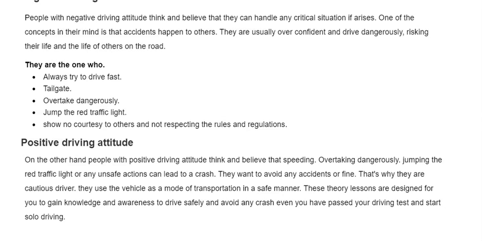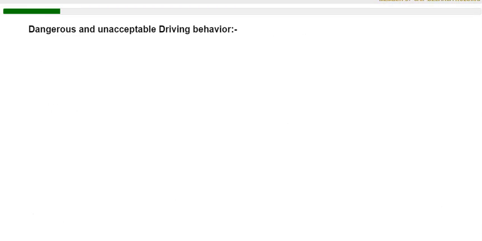Whereas positive driving attitude, on the other hand, people with positive driving attitude think and believe that speeding, overtaking dangerously, or jumping the red light, or any unsafe action can lead to a crash. They want to avoid any accident or fine. That's why they are good drivers. They use the vehicle as a mode of transportation in a safe manner. These theory lessons are designed for you to gain knowledge and awareness to drive safely and avoid any crash, even if you pass the driving test and drive solo.